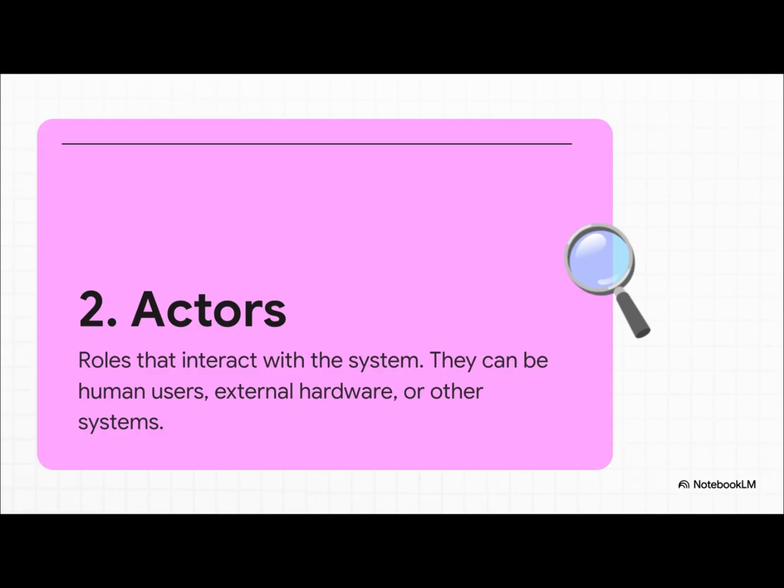Second, we have actors. These are the roles that are going to interact with our system. And listen, an actor isn't always a person. It could be another piece of hardware or a completely different software system. The key rule is they always exist outside of that system boundary we just drew.